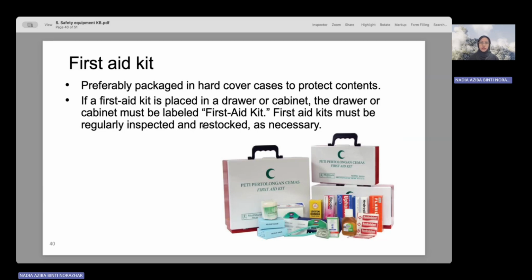Next, we'll be discussing the first aid kit. It is preferably packaged in hardcover cases to protect the contents. This is the first aid kit design that we typically see in a work setting. It is always placed in a drawer or a cabinet, and the drawer or cabinet must be labeled first aid kit. It also must be regularly inspected and restocked as necessary. Commonly, we could see that there is a date of inspection attached beside the first aid kit, to indicate that it has been inspected or will be inspected.